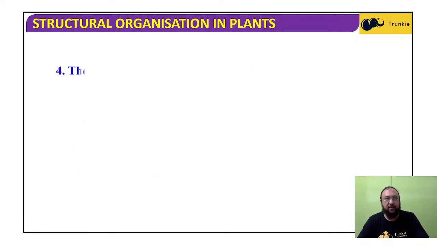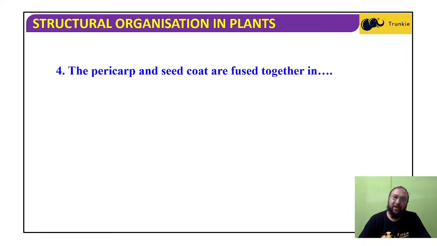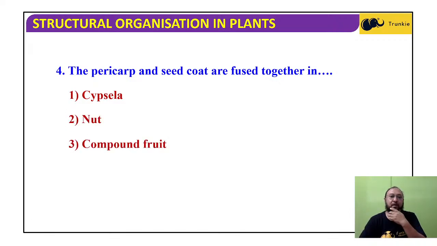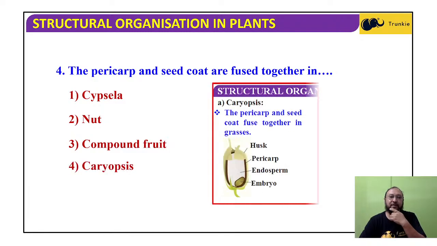Okay. Now the pericarp and seed coat are fused together in cypsela, or nut, or compound fruit, or caryopsis. Pericarp, okay, that means the two main parts I have told you, pericarp and seed coat, are fused together in the caryopsis, like rice, I told you. Okay, rice or paddy. Pericarp and seed coat are fused together.